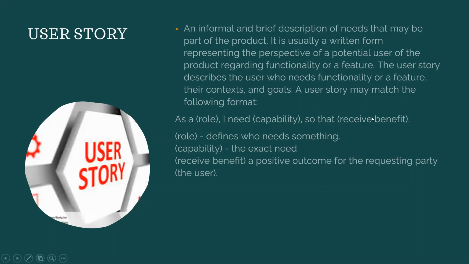I want to achieve some benefit. So the standard format goes like this. This is how we have to create our user stories. User stories are nothing but the requirement from the user perspective, which follow a standard format. As a role, I need capability so that I receive benefit, right?